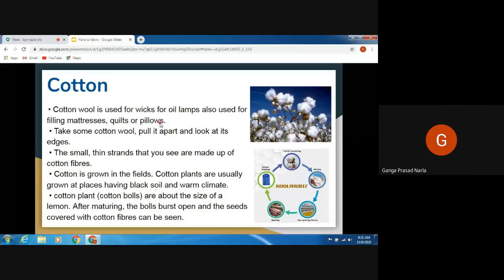See here, Mahalakshmi, click on Mahalakshmi's video, you can see the cotton, right? Meghana, click on that. You can see the seeds of cotton, right? If we sow those seeds in the soil, we may get plants. Usually the cotton plants grow on black soil, and it needs a warm climate.